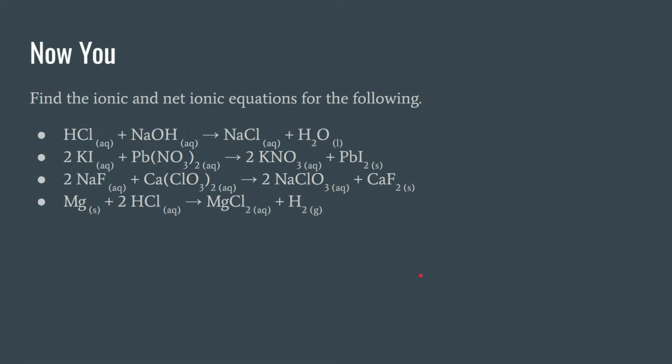So, why don't you go ahead and do a bit of practice? Take each of these reactions, break apart your aqueous compounds, and make your ionic equation. Then identify your spectators and write the net ionic equation. You're going to need plenty of paper for this, but I have confidence in you. You can do it. So go ahead, pause it, do these 4 things, and welcome back.